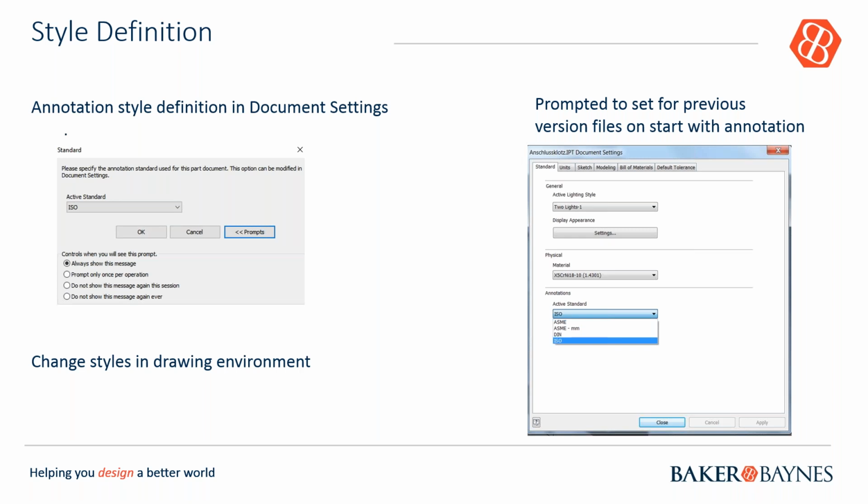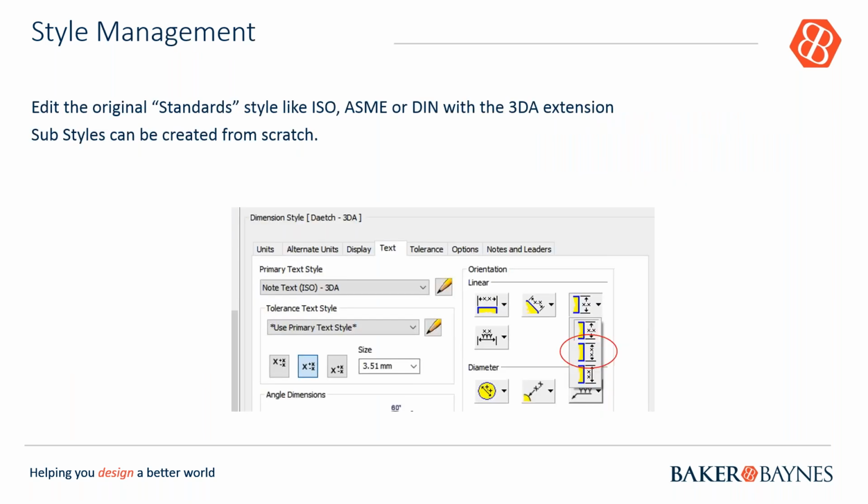So the active style in this example was ISO, but in the drop-down screen on the right-hand side, you can see there are different standards that you can pick. You can change the style in the drawing environment as well. Also, you can prompt for set previous files to start when you're doing the annotations. So you can actually set this up to the way you work and the standard that you work in.